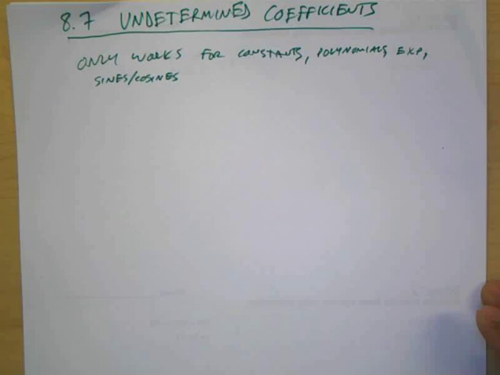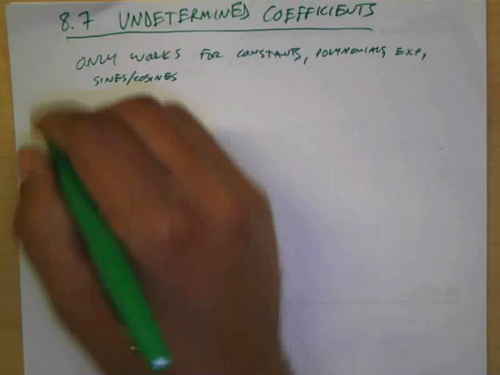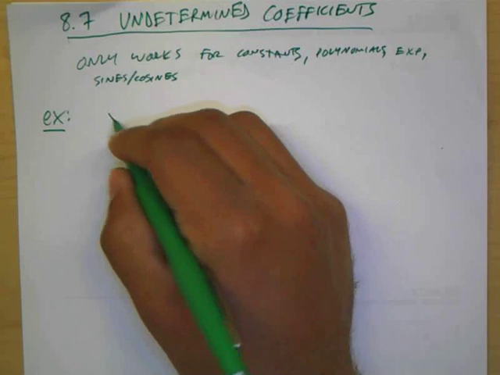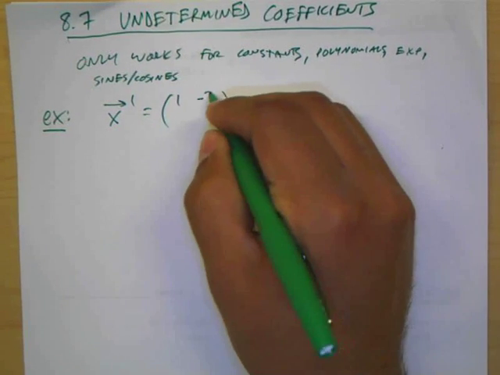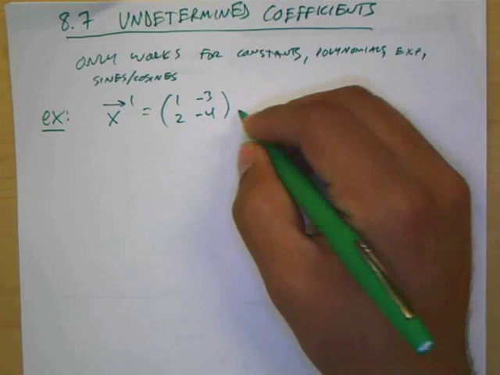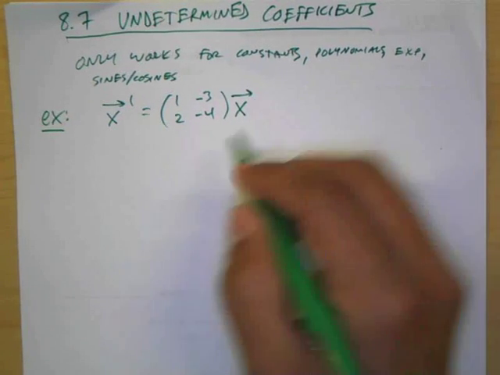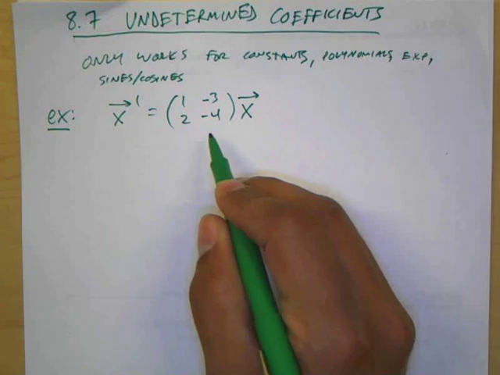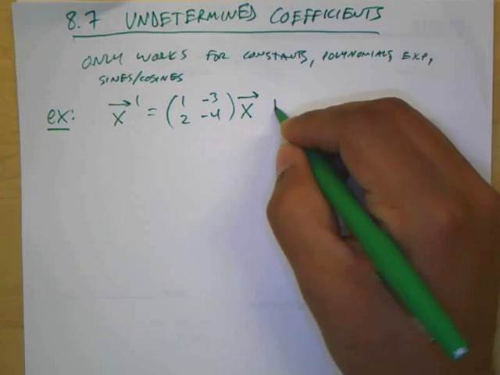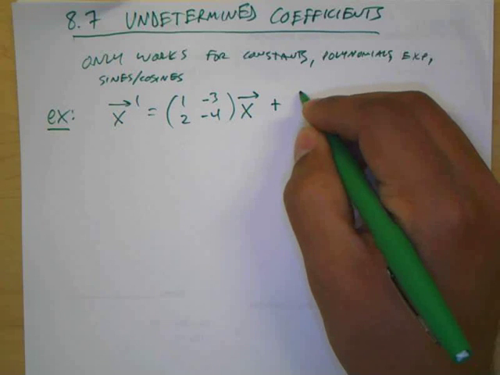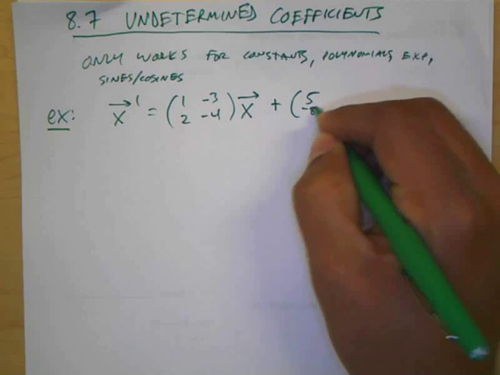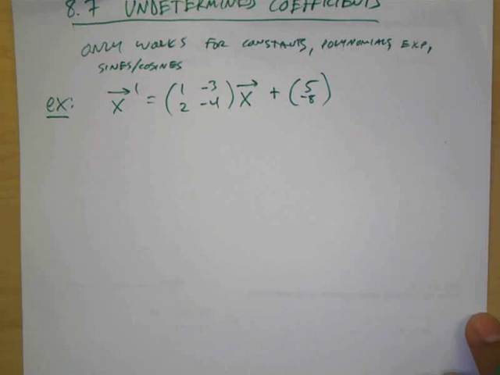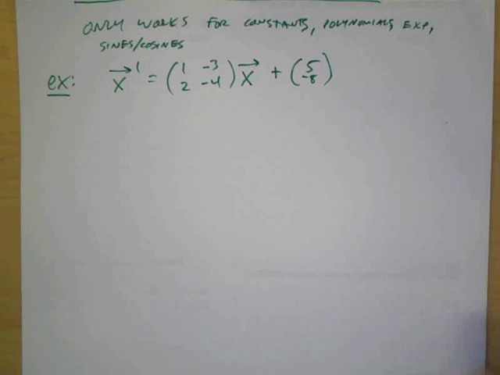Okay, so if you see a system such as this one, say we have x prime equals the matrix 1, negative 3, 2, negative 4 times x. So this is what we did in the previous section, a homogeneous system, but now we're going to have a little bit more to that. We're going to have an f of t matrix. So let's say we have 5, negative 8.